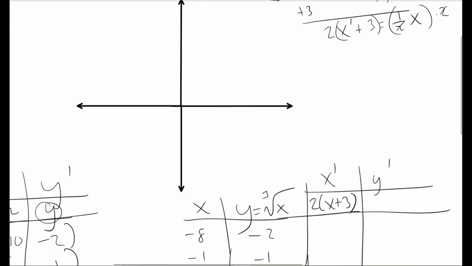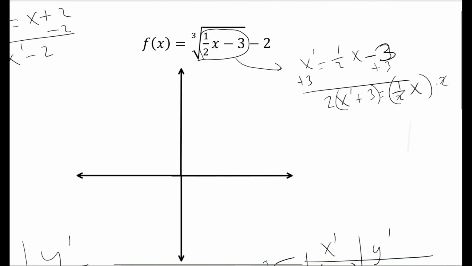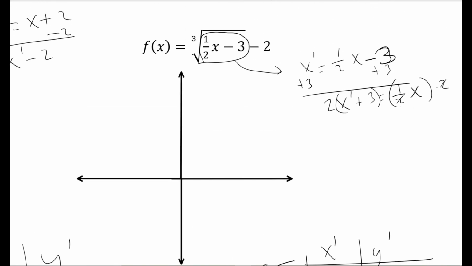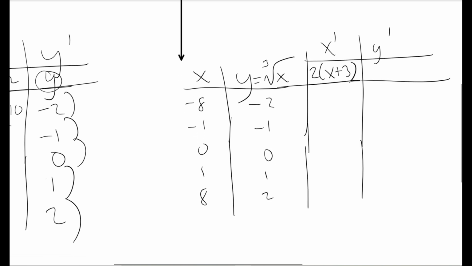All right, and then for our y prime, what are we doing to the outside of the radical? Right, this is the radical here. What are we doing to the outside? Well, we're doing this, right? We're subtracting it by 2. So this is going to be whatever y is minus 2.